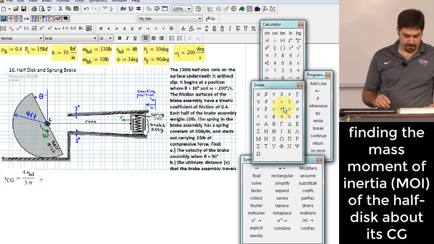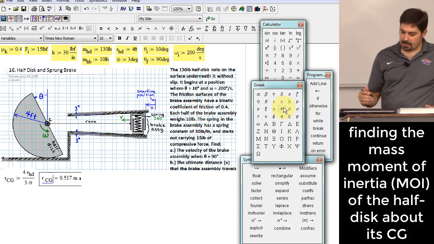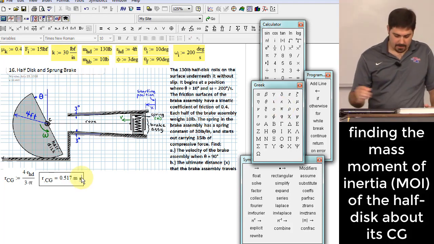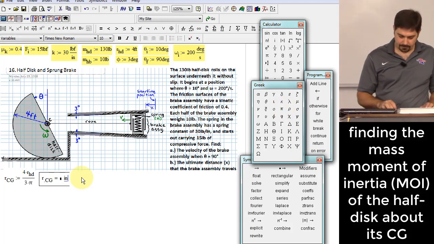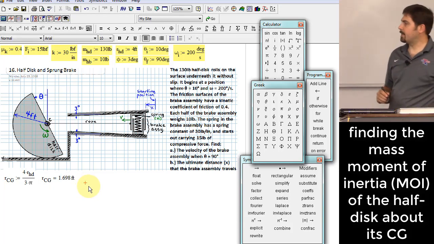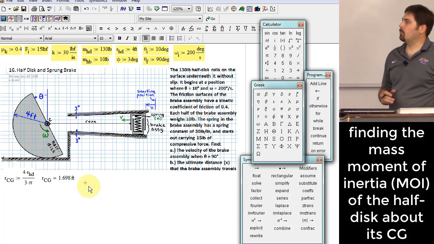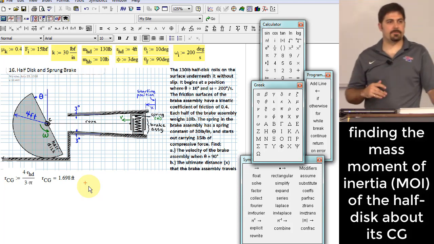Okay, and if you want to see what that is, I like to do this as I go along with Mathcad a lot of times, just make sure that I'm not far off with what I'm thinking. I'm going to do that in feet. Does it make sense that that should be about 1.698 feet away from point C? Seems close enough to me, okay?